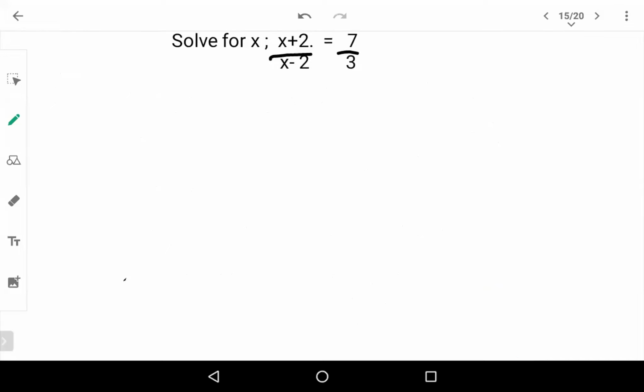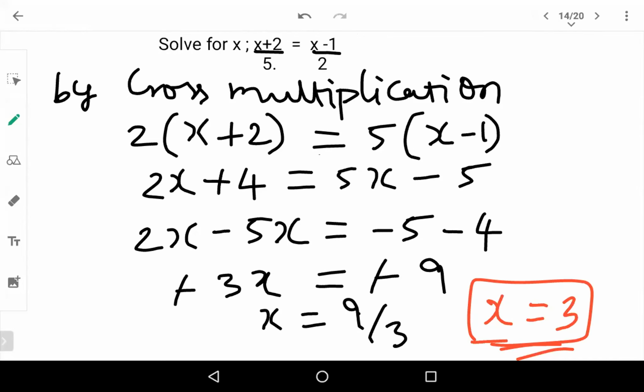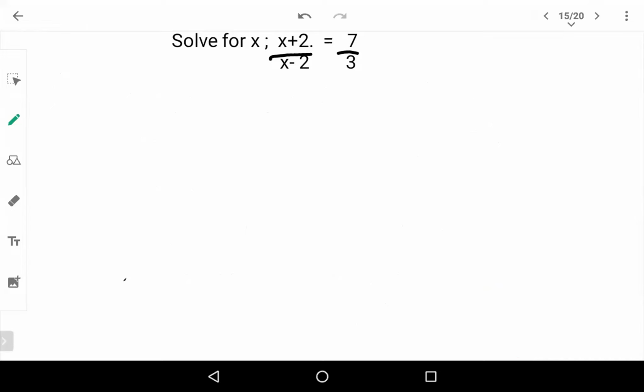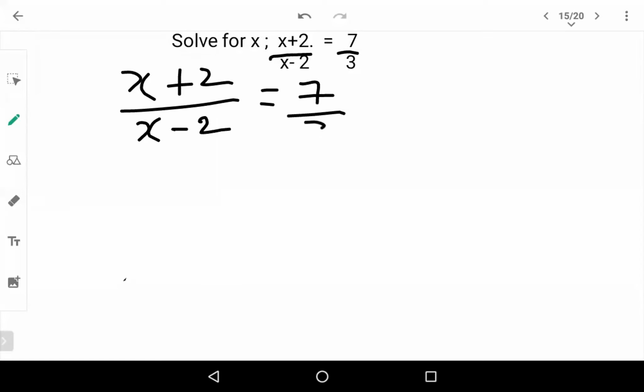Okay, the next problem is also a fraction, very similar to the previous problem. But here, if you see in this problem, you had an unknown variable in the numerators. But in the next problem, we have unknown variables towards one side and constants on the other side. So let us see how we solve this. First, every time you get a problem in the examination, kindly rewrite the problem. Write down the problem once again. So it's nothing but x plus 2 divided by x minus 2 is equal to 7 by 3.